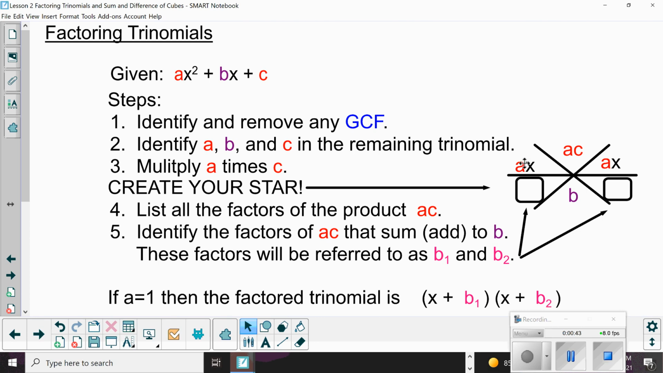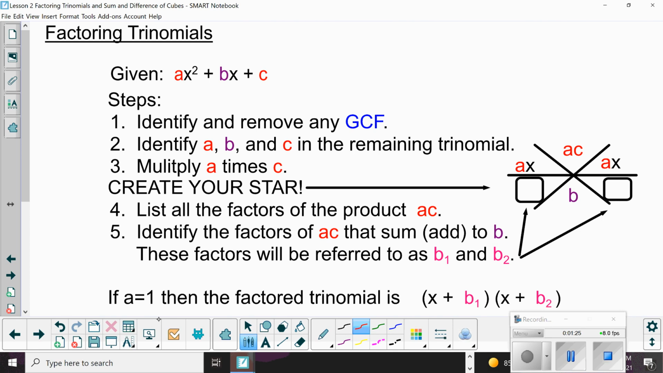And then once we have that value, we're going to create our star. It's just an x with a line through the middle. And we're going to put AC here, AX here, B here. All of this is very easy. You just pull it straight off, no thinking. Then we have to list mentally or on paper all the factors of the product A times C. And we want to identify the factors of AC that sum or add to B. These factors will be referred to as B1 and B2.